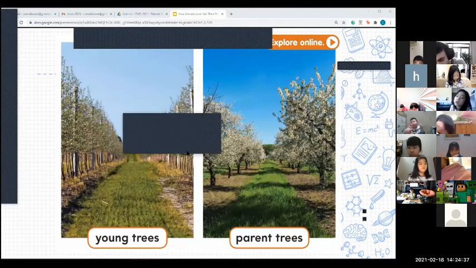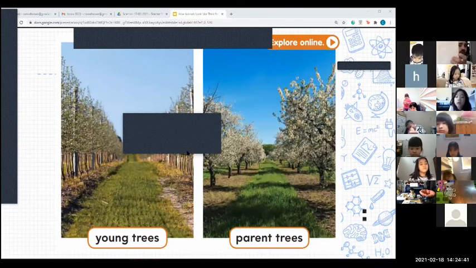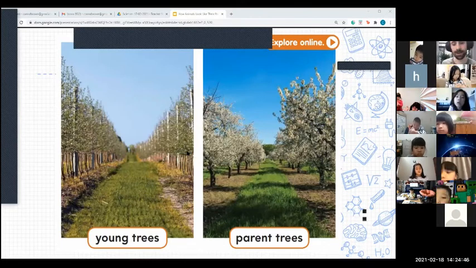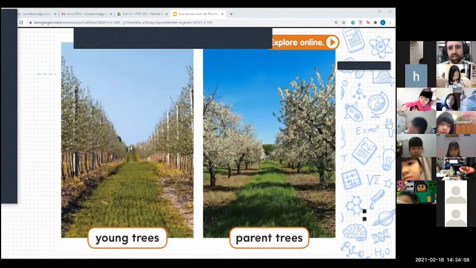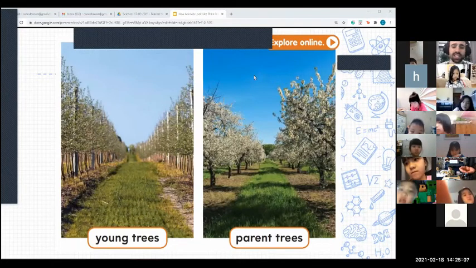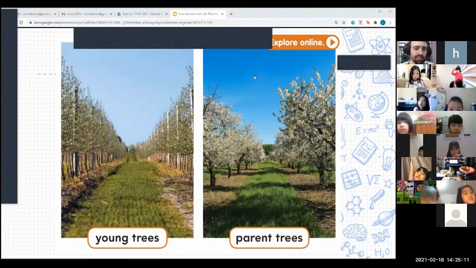Good job. Once again, I'm making sure if I call on you, I'm writing down if you answer or not. So make sure you're paying attention and you know the answer, okay? I have one more question for you guys. Are these trees the same kind or different kind?